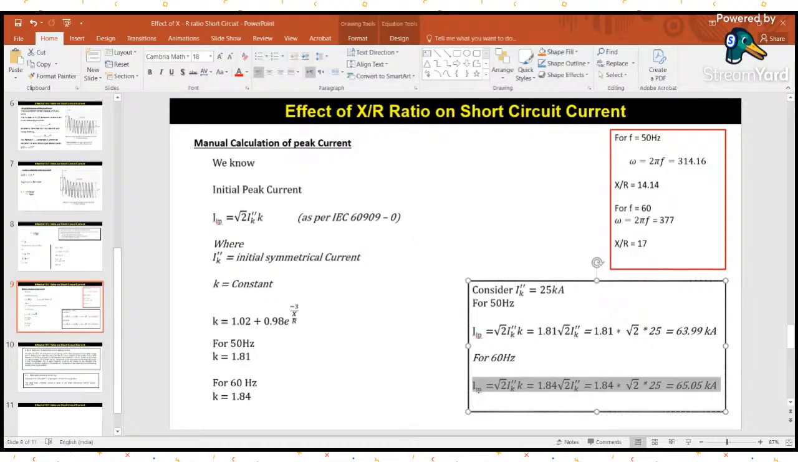Now we will verify these results from ETAP and DIgSILENT PowerFactory. We will put the X by R ratio and the short circuit breaking current of the breaker, and when we perform the short circuit analysis on ETAP, you will get these values.